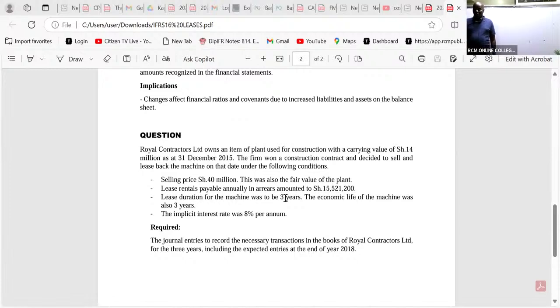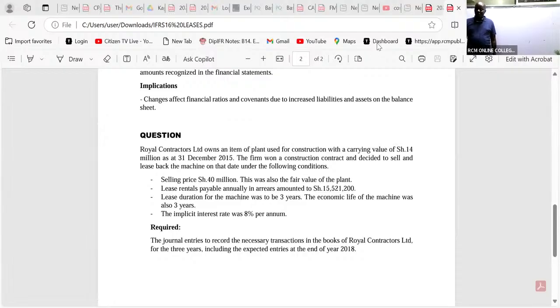Lease duration for the machine is 3 years. The economic life of the machine was also 3 years. The implicit interest rate was 8% per annum. So they want us to give them the journal entries to record the necessary transactions in the books of Royal Contractors. Now remember, Royal Contractors in this arrangement is now a lessee.